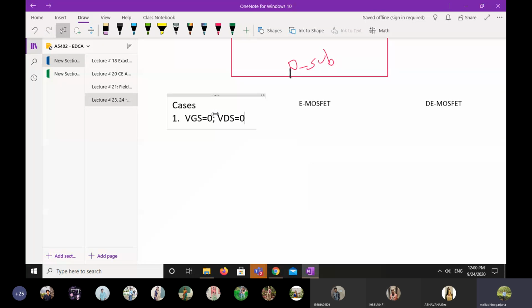What happened? VGS equal to 0, VDS equal to 0. What happens? Let us see. What happens if you apply VGS equal to 0, VDS equal to 0 in the enhancement MOSFET? Channel doesn't exist. Okay, no channel. Very good. So ID equals current, ID equal to 0.